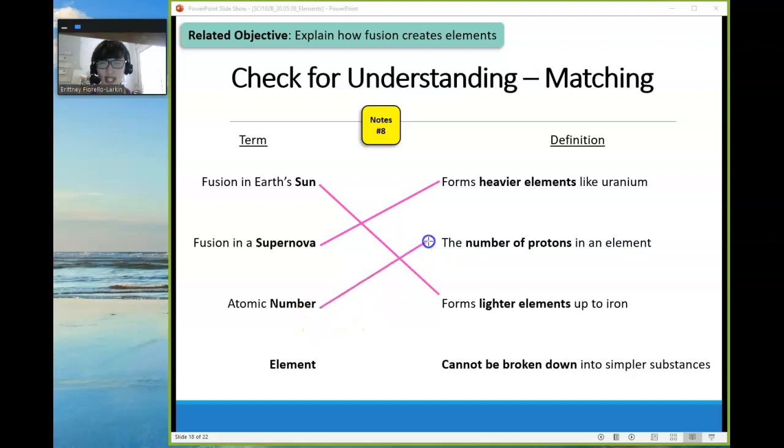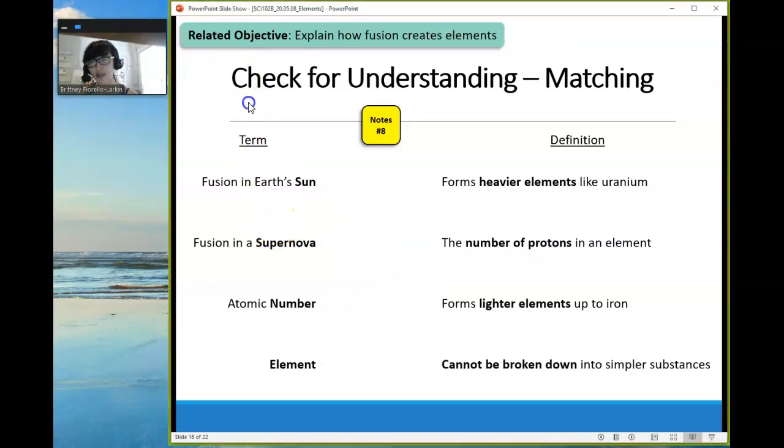Atomic number, again, is the same as the number of protons in an element, and don't forget, it's also the identity. If the atomic number or the number of protons changes, so does the identity. And then taking a look down here, an element is anything that cannot be broken down into simpler substances, either chemically or physically. So that means things like gold, silver, hydrogen, helium, carbon, neon, phosphorus, all of those. All right, go ahead, pause the video, fill out number 8 in your notes, and continue playing when you're ready.